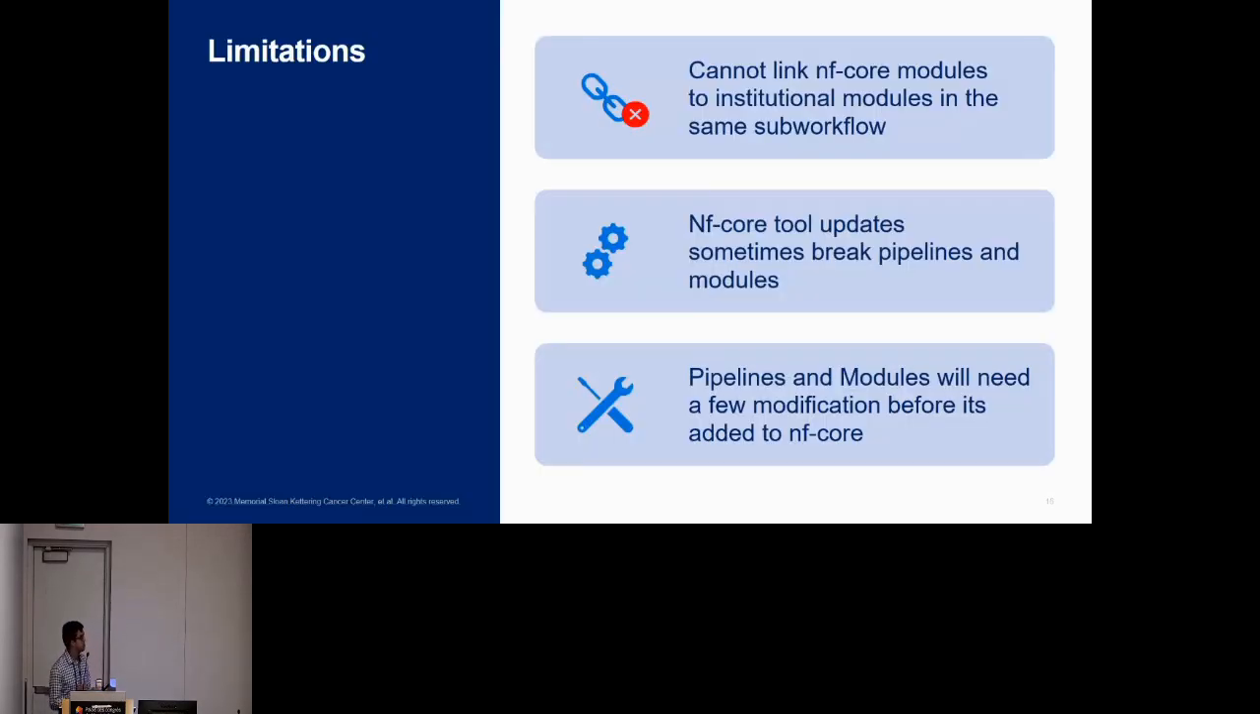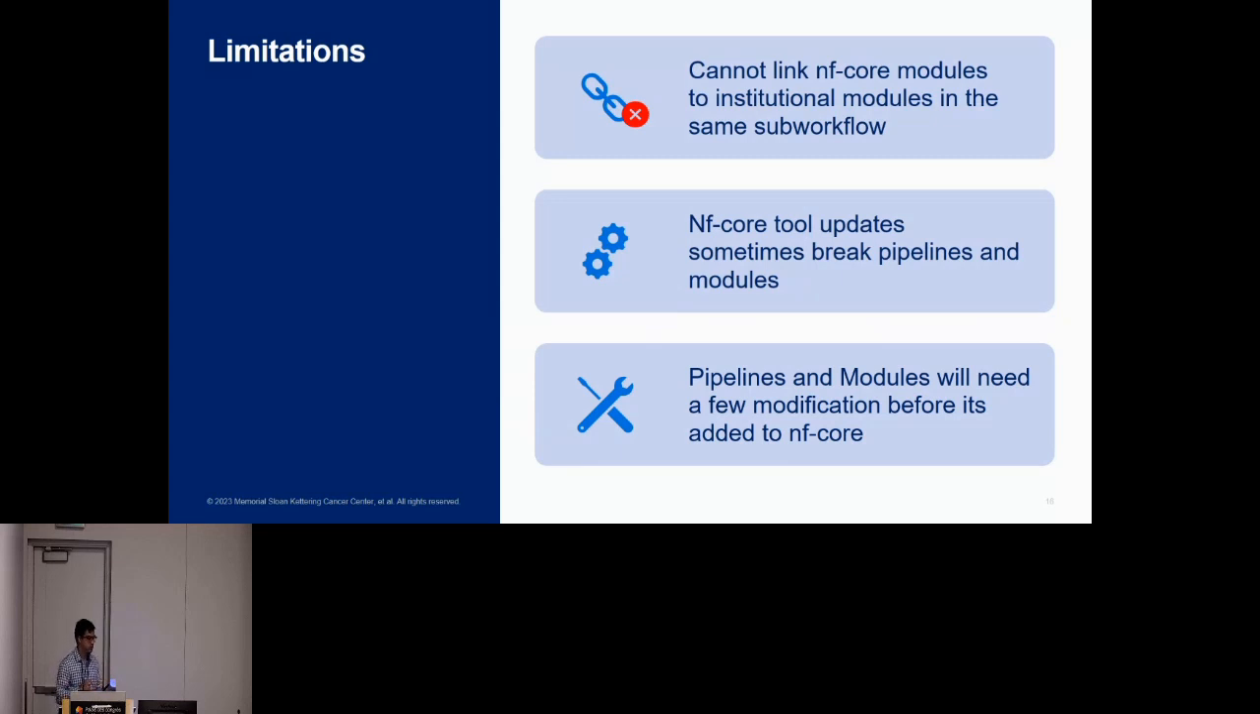There are some limitations here. Currently, you cannot link NF-Core modules and institutional modules in the same sub-workflow. I believe the NF-Core devs are aware of this issue, but it would be really nice if that's resolved, because then we can focus on our private tools in our institutional repo, and all the public tools we can just pull in from the public NF-Core repo. NF-Core tools update all the time. Just this morning, I saw a failure in one of my tests because Prettier updated and one of the lintings failed. So it's something that changes a little bit, and you have to be aware of that.